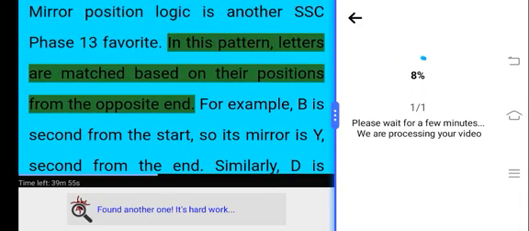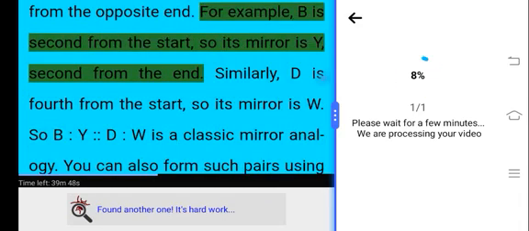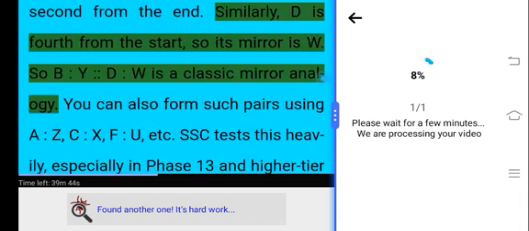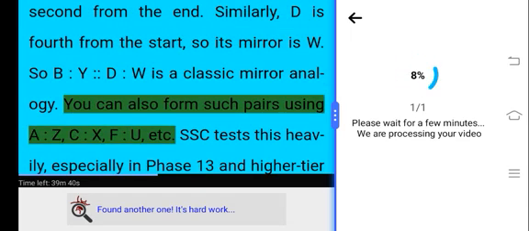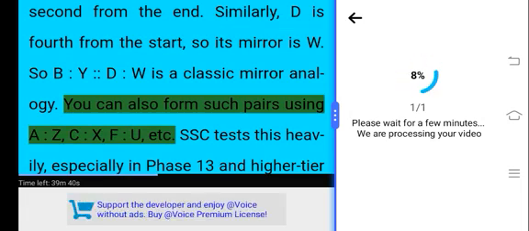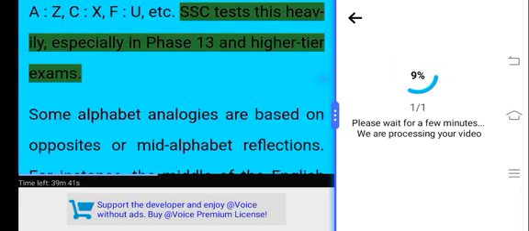In this pattern, letters are matched based on their positions from the opposite end. For example, B is second from the start, so its mirror is Y, second from the end. Similarly, D is fourth from the start, so its mirror is W, so B, Y, D, W is a classic mirror analogy. You can also form such pairs using A, Z, C, X, F, U, etc. SSC tests this heavily, especially in Phase 13 and higher tier exams.